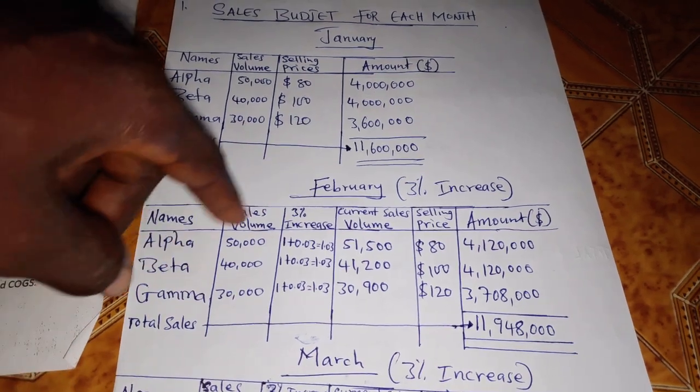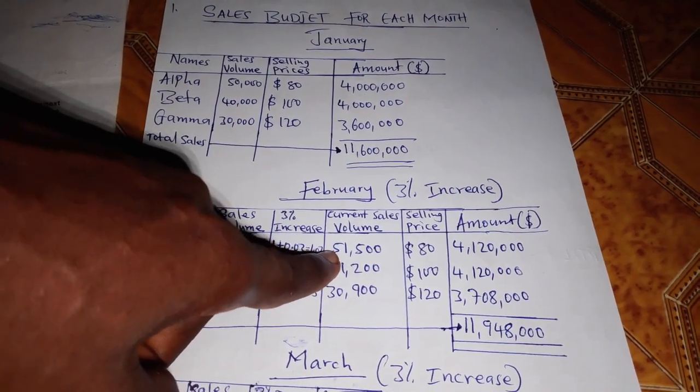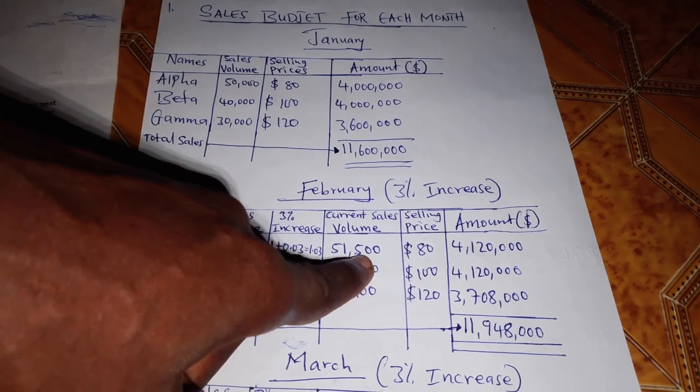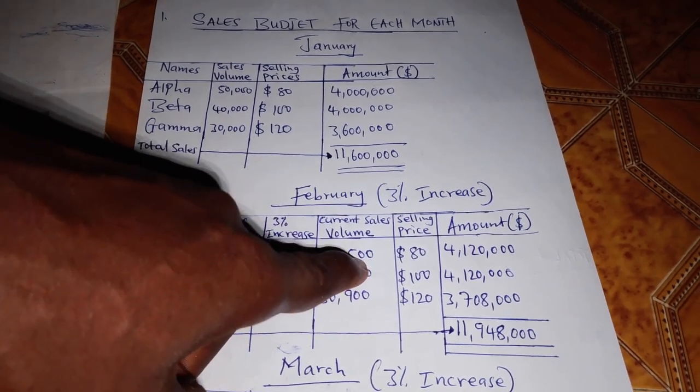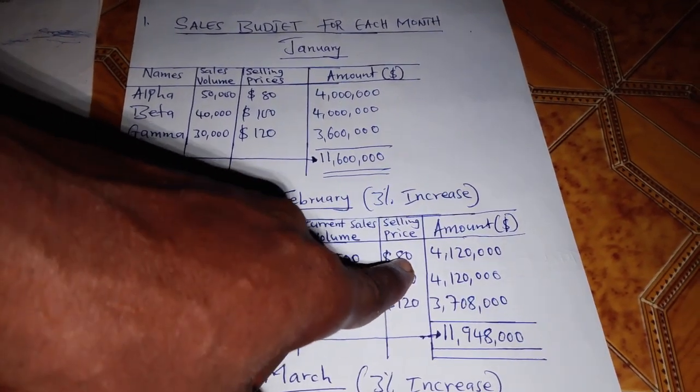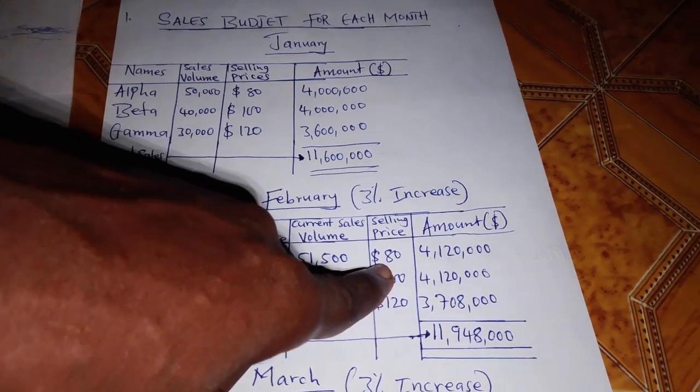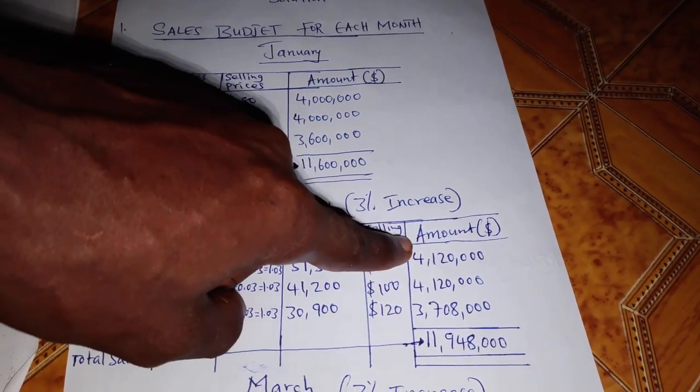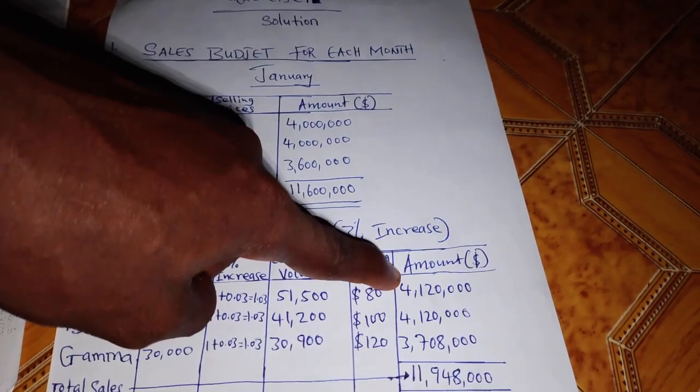So it means in February, for Alpha, the quantity was 51,500. And what is the selling price of it? $80. So when we multiply this, it will give us $4,120.